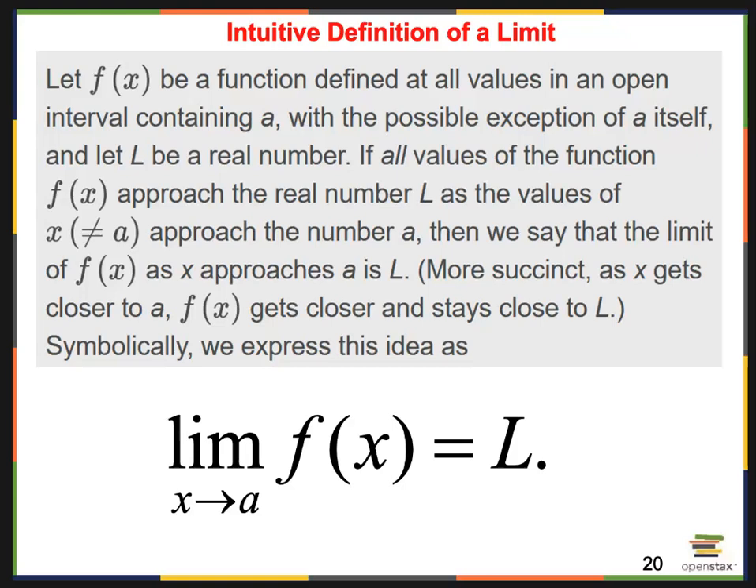So as x gets closer and closer to a, the function value gets closer and closer and stays close to L. And symbolically, this is an important symbol to know: the limit of f of x as x gets closer and closer to a from the left and right equals L, whatever that real number may be. It's a real number.